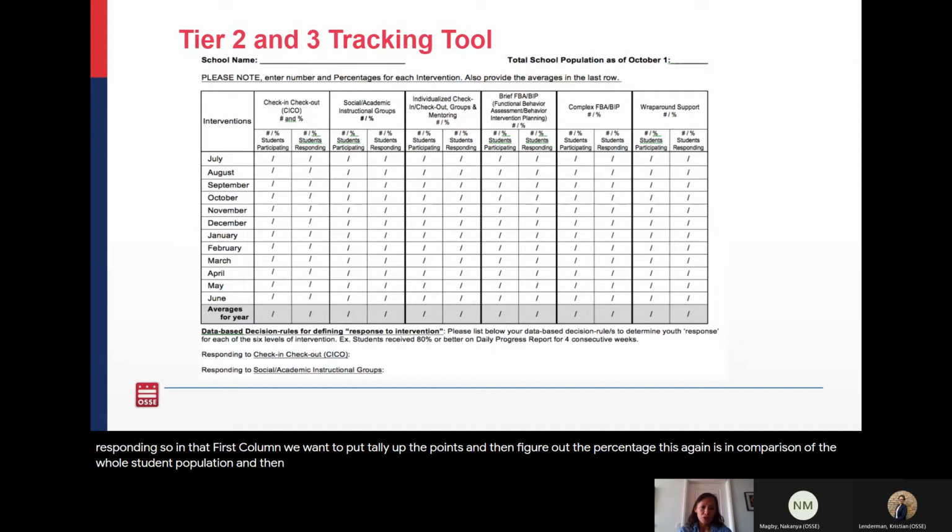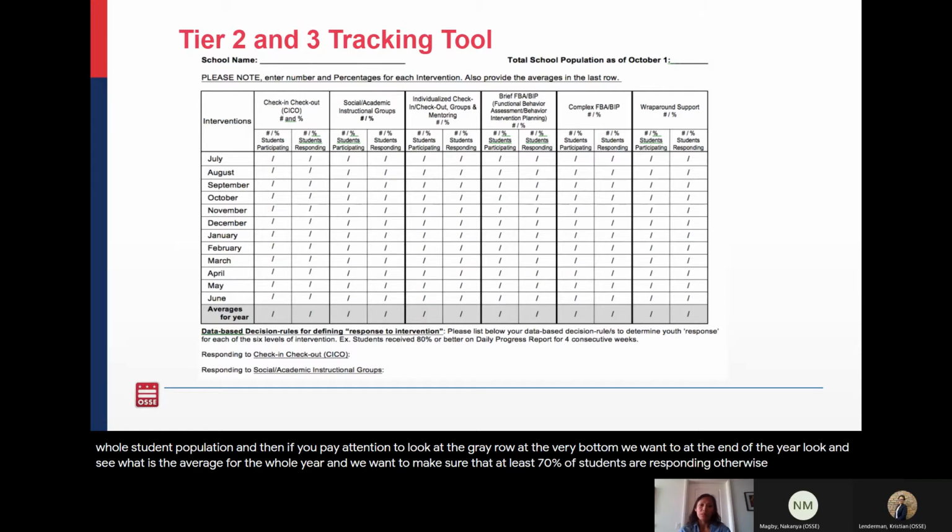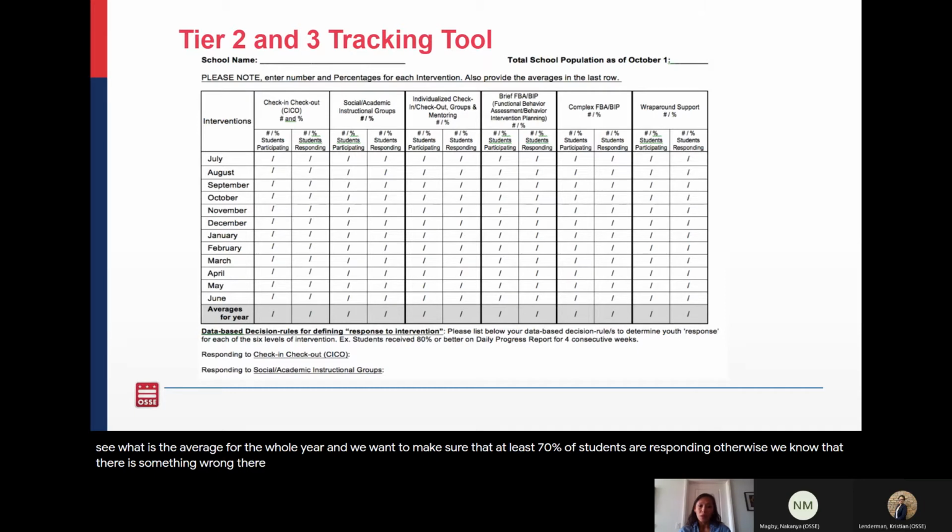And then if you look at the gray row at the very bottom, at the end of the year, we look and see what is the average for the whole year. And we want to make sure that at least 70% of students are responding. Otherwise, we know that there is something wrong and there's some way we need to adjust how we're implementing check-in, check-out. This data, as you can see, should be entered at least monthly.